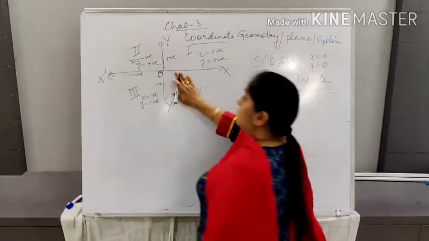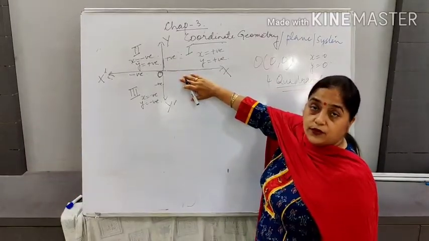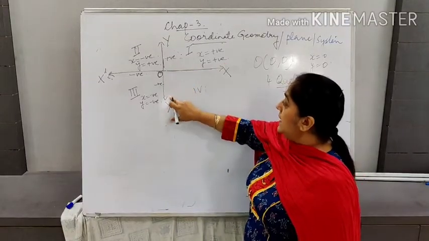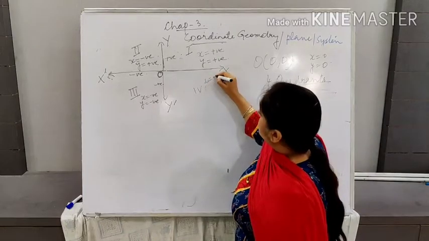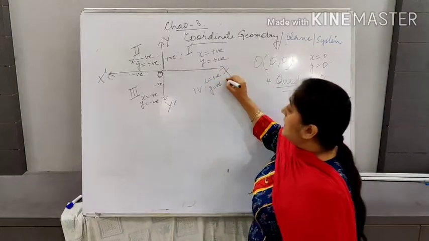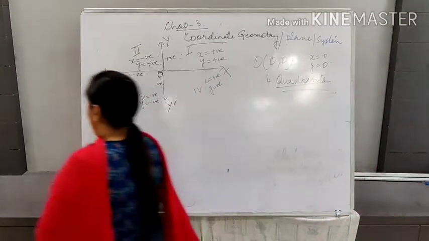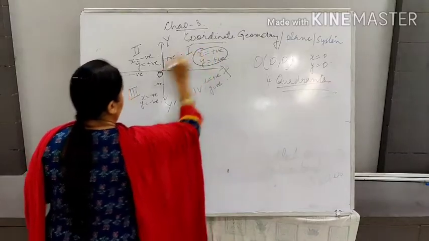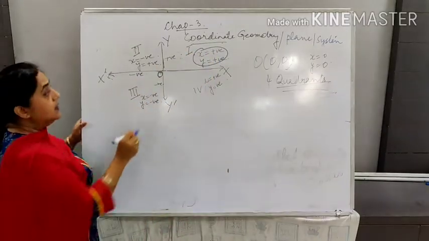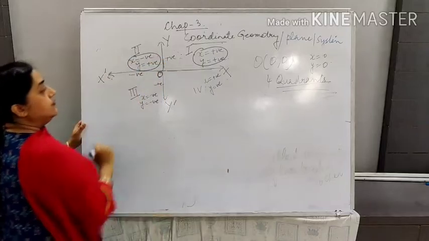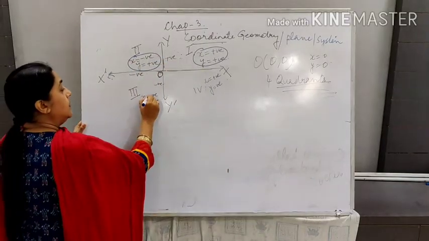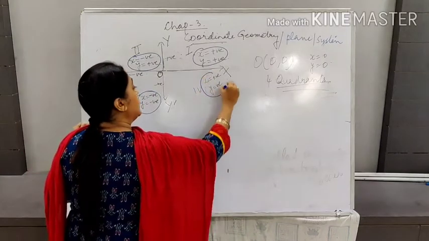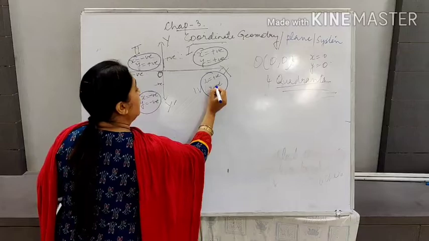X negative and y also negative. When I talk about the fourth quadrant, please see, this is my fourth quadrant. In the fourth, what is it? The x line is positive and the y one is what? Negative. So here I will write x positive and y negative. So what does it conclude? First quadrant, x positive, y positive. Second quadrant, x negative, y positive. Third quadrant, x negative, y negative. And in the fourth quadrant, x positive and y negative.